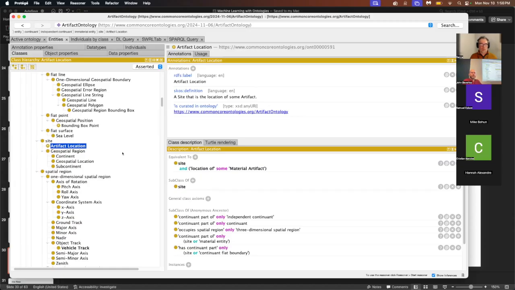Others don't. So a site is the location of some artifact. This is stated as equivalent to a site and bears this location-of relationship to some instance of material artifact. Know how this is read, because this is a class-level constraint. That means anything that is an artifact location is such that it's a site and it's the location of some material artifact. So for any artifact location, there has to be some material artifact. That is a logical relationship.